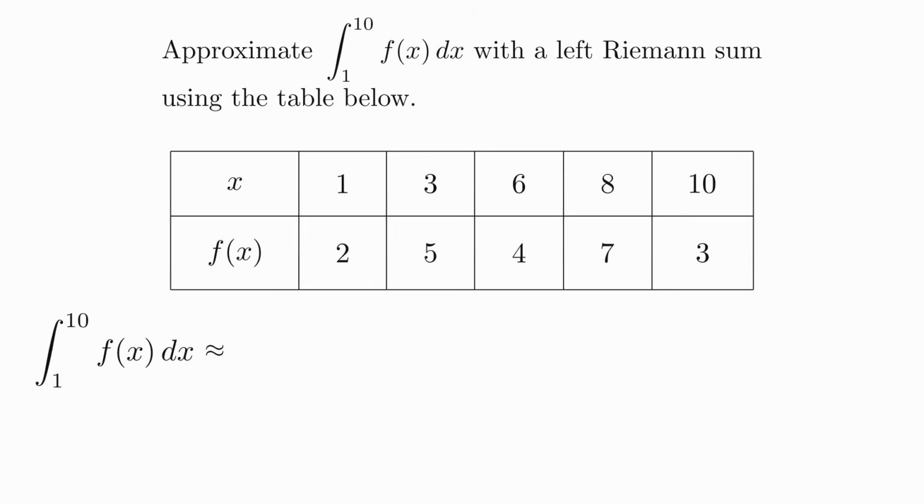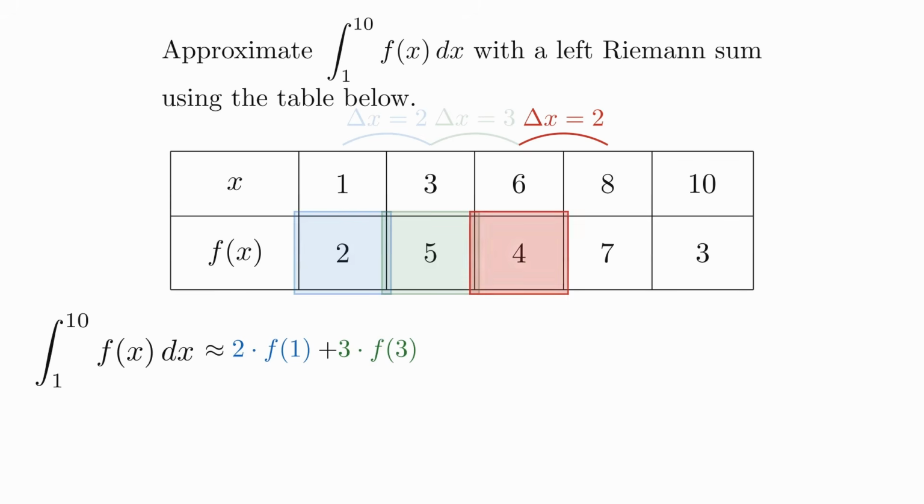So our first delta x is 2. The left endpoint is at x equals 1. So I've highlighted the box. That's the y value that we're going to use. And then our next delta x is 3. I've highlighted the box. We're going to use f of 3. And then delta x is 2, we'll use f of 6, and then another 2, and we'll use f of 8. And then what you want to do is fill in those values.